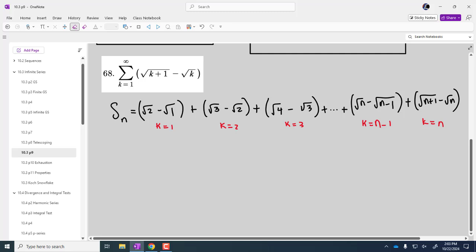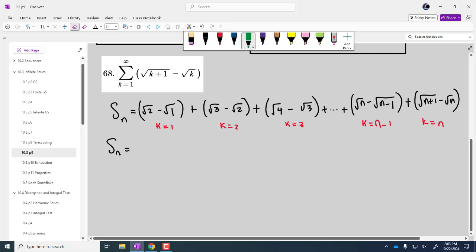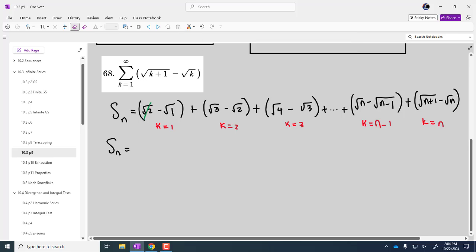Once we have S sub n, then we can take its limit to figure out if there's an S or not. But we want to simplify S sub n and get it down into a closed form here. So we're going to cancel out whatever we can. Moving left to right, the first part is going to cancel with the second part of the next term. So this one right here, this is a first part. This first part will cancel with the second part of the next term that's in the dots here.